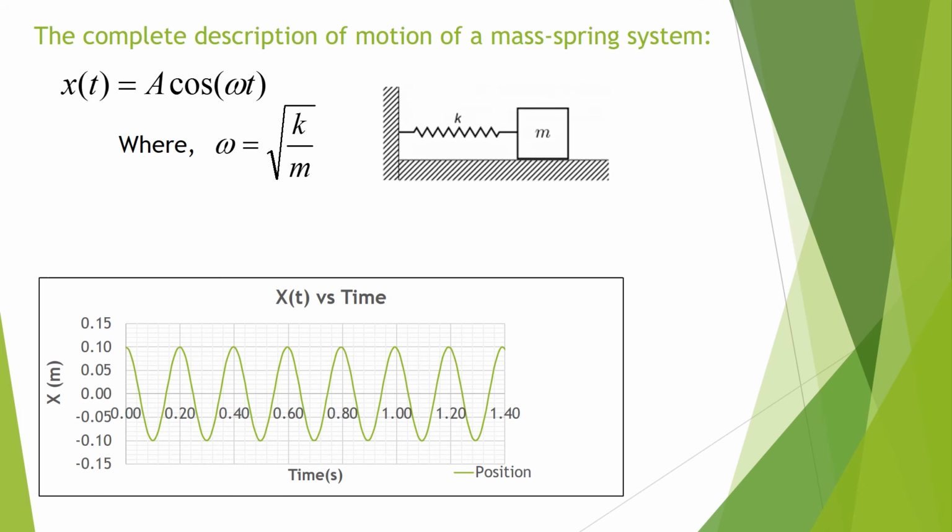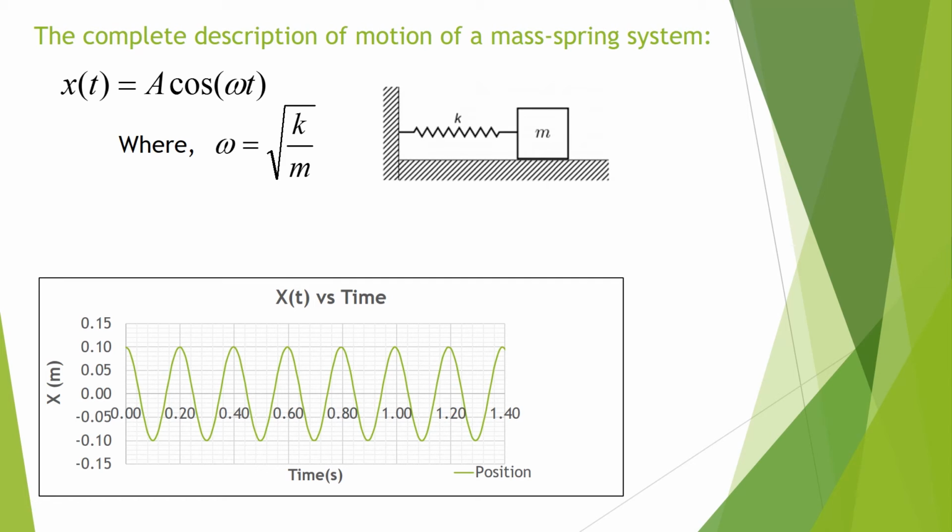So here's the complete description of motion for the mass spring system. First of all, we've got position versus time is A cosine omega t, whatever the amplitude is, whatever the omega is, where omega is the square root of k over m. So you can design your own mass spring system to have whatever frequency you like based on the spring constant and the mass that's doing the oscillating.